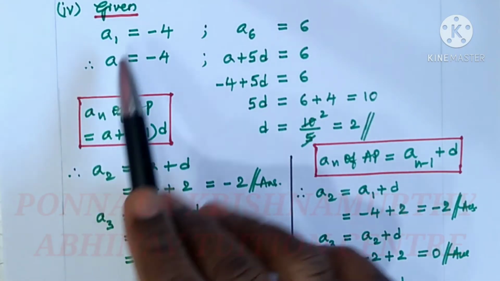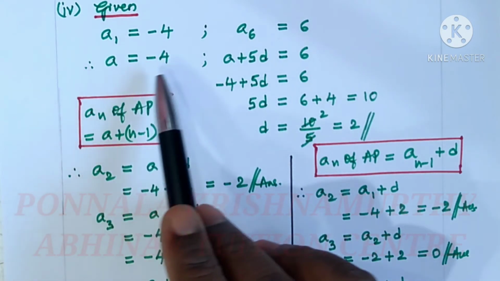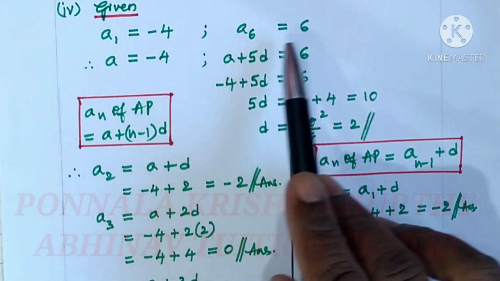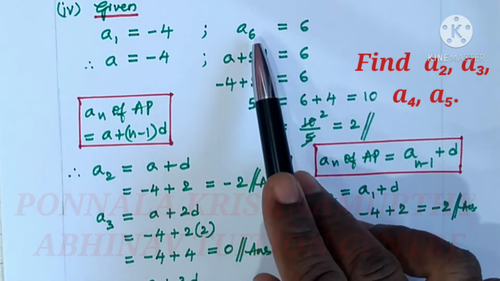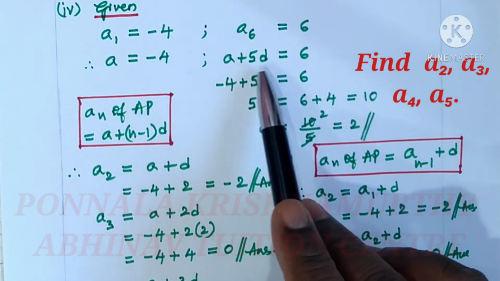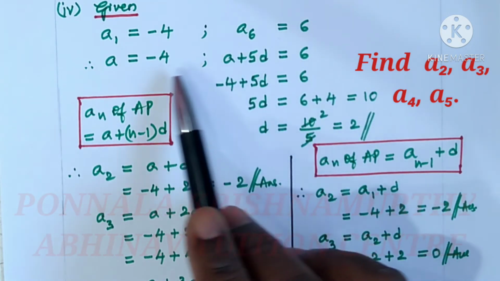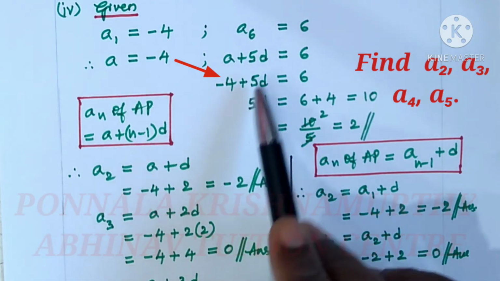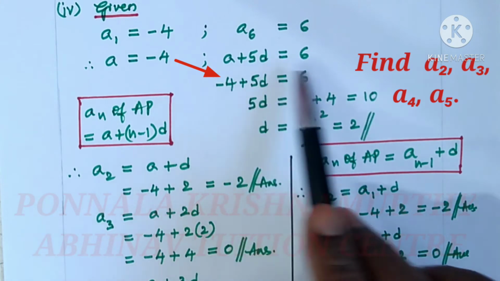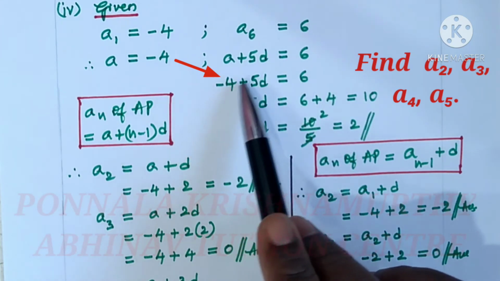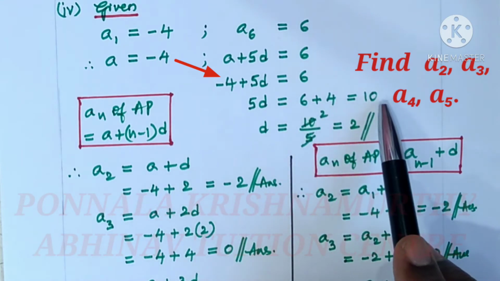Fourth one, given a1 equal to minus 4, that is a equal to minus 4, and a6 is equal to 6. a6 is nothing but a plus 6 minus 1 into d, that is 5d, that is equal to 6. In place of a, we substitute minus 4, plus 5d is equal to 6. 5d is equal to 6 plus 4. This minus 4 comes to the right hand side and becomes plus 4. 6 plus 4 is 10.